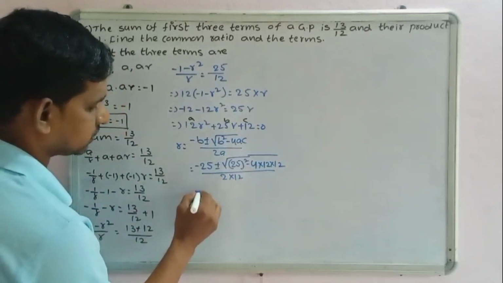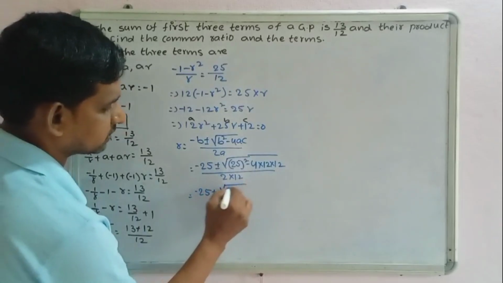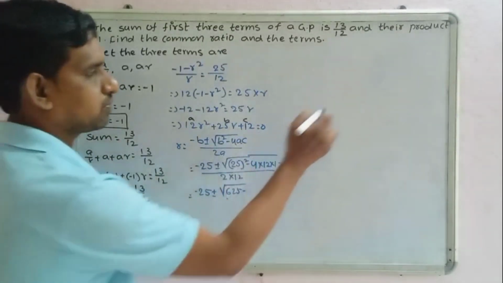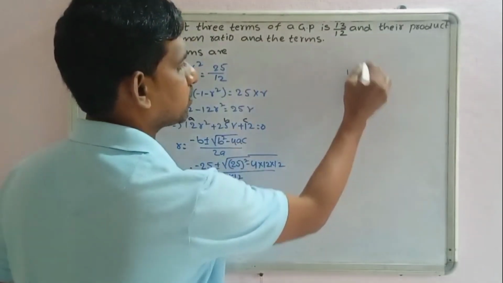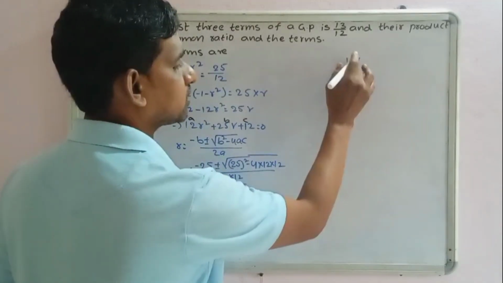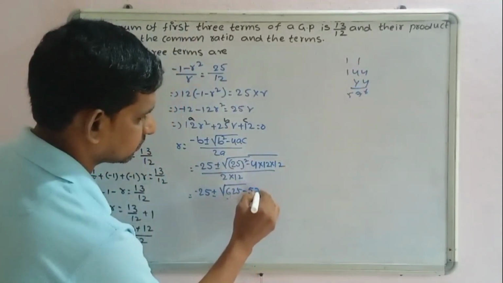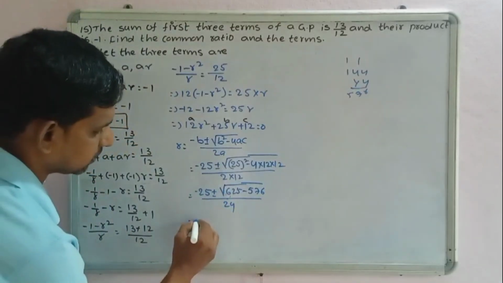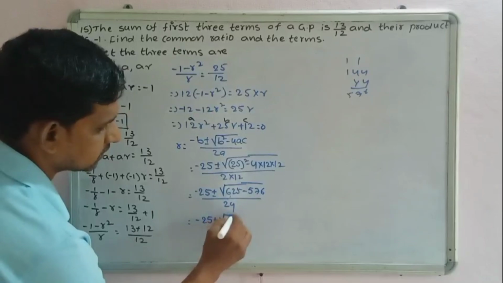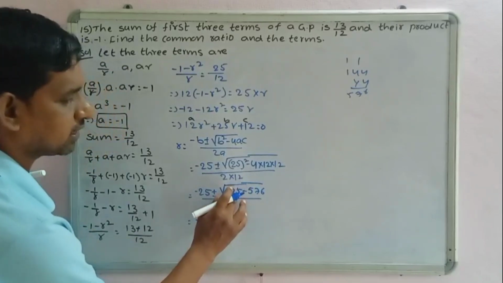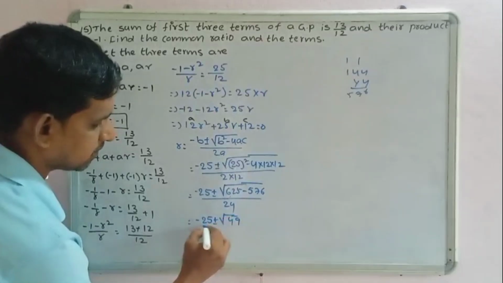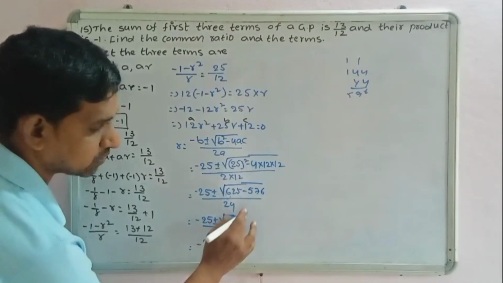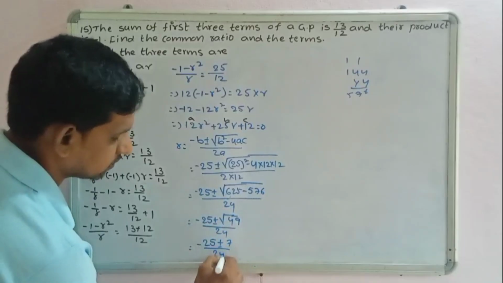So that equals minus 25 plus or minus square root of 25 square, 625, minus 144 times 4, which is 576, by 2 times 12, which is 24. Okay, that equals minus 25 plus or minus square root of 49, by 24. That equals minus 25 plus or minus 7 by 24.